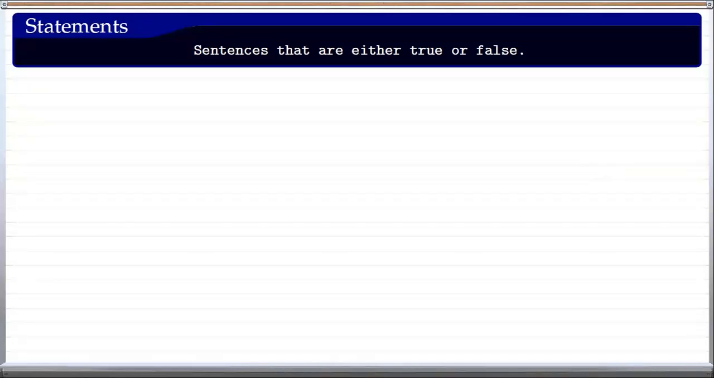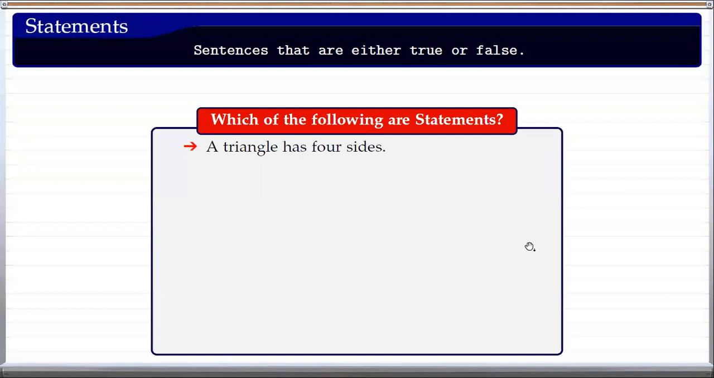In this video, we will talk about statements, some types of statements, and then we'll look at some examples. Statements are sentences that are either true or false. So let's look at some examples of statements and non-statements.